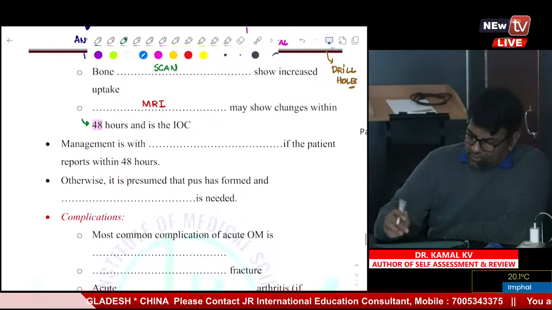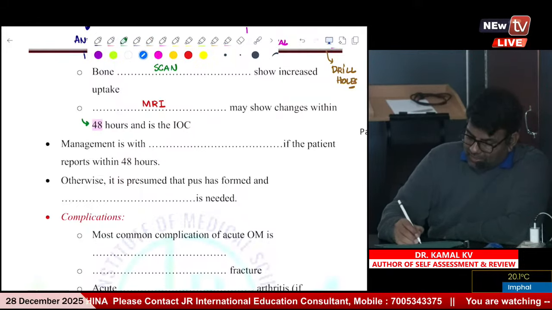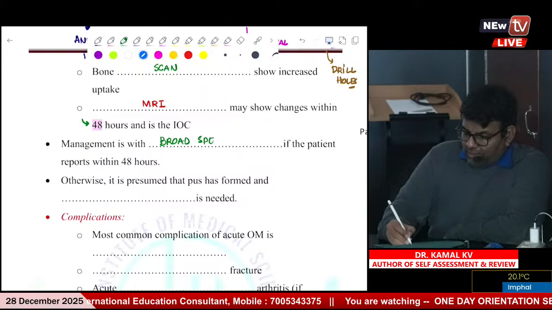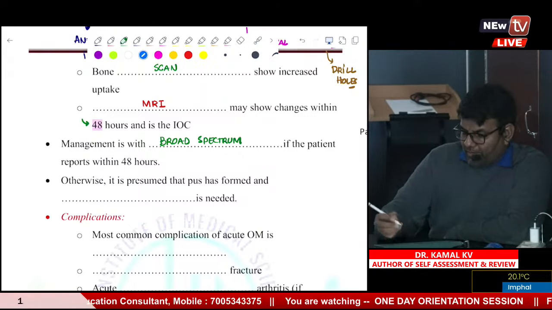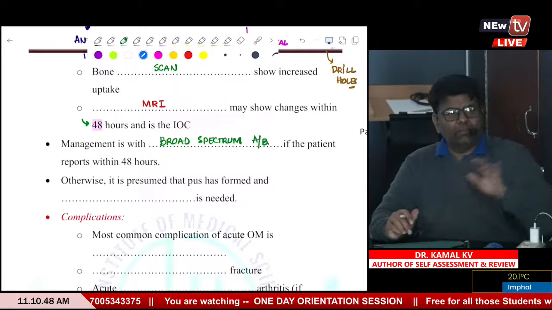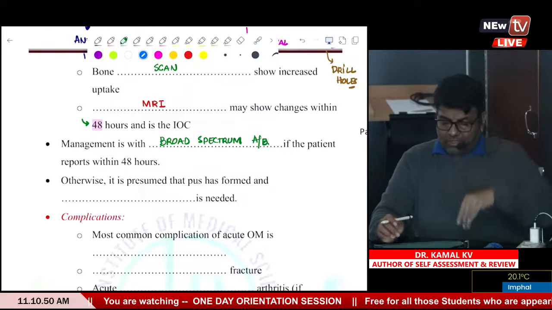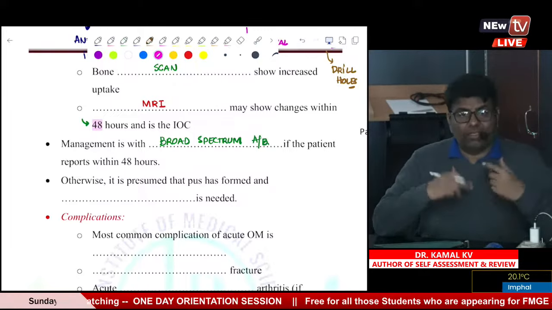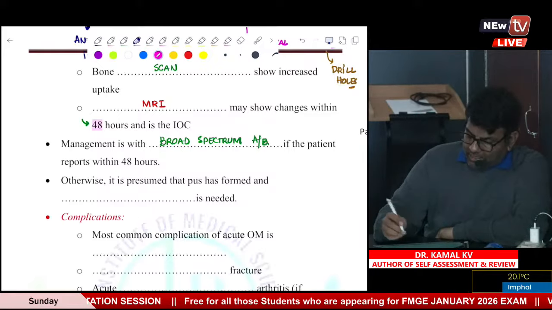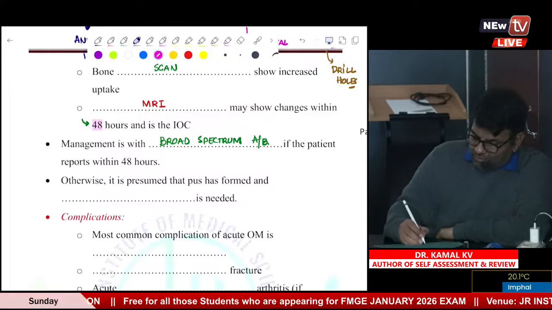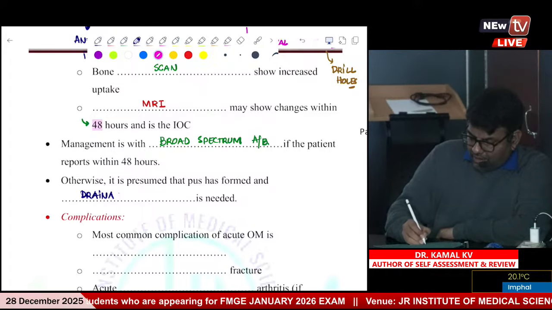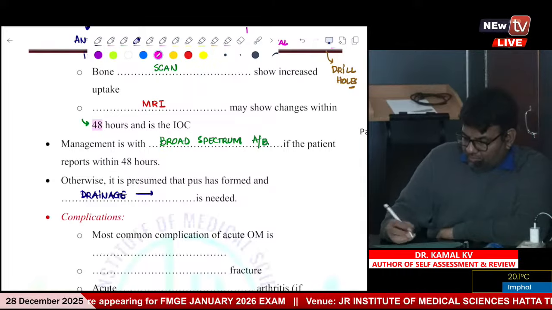So management is with broad spectrum antibiotic. And I told you what is the approach. Take the sample, send it for culture, till the time start any broad spectrum antibiotic, and once the report comes, replace it with the one shown in the report. And after 48 hours, we know that pus has formed, so we need to do drainage, and that is done by making drill holes in the bone.